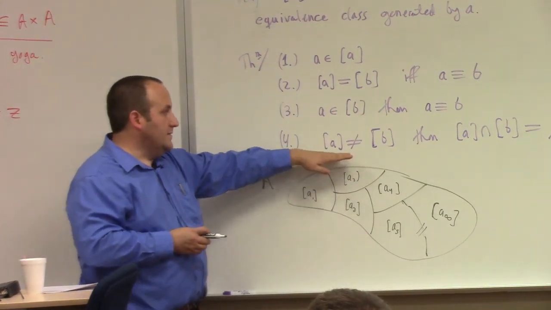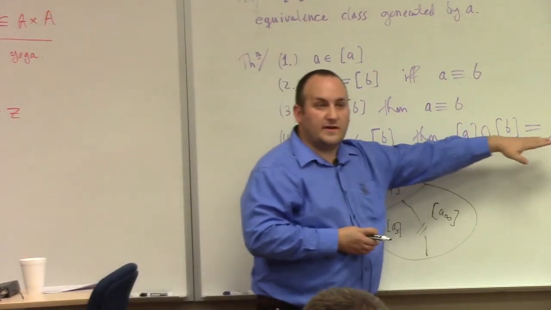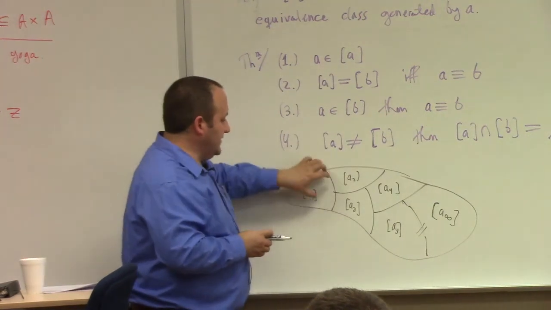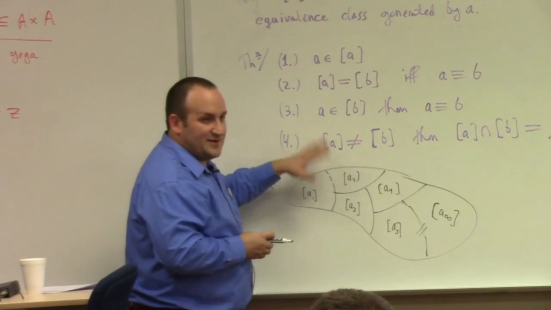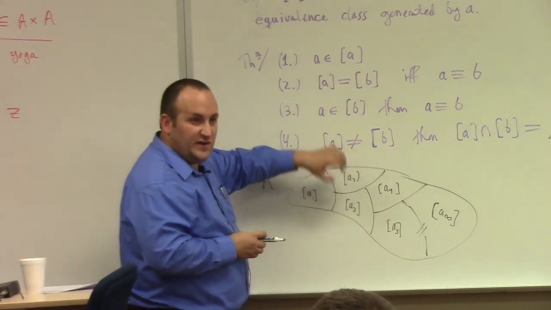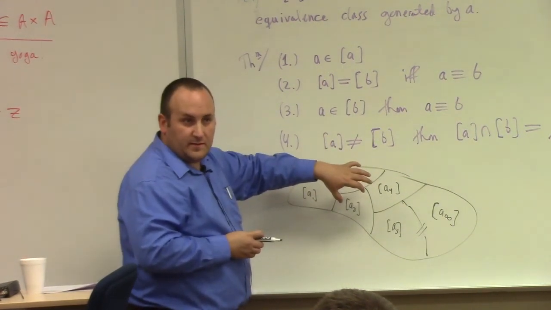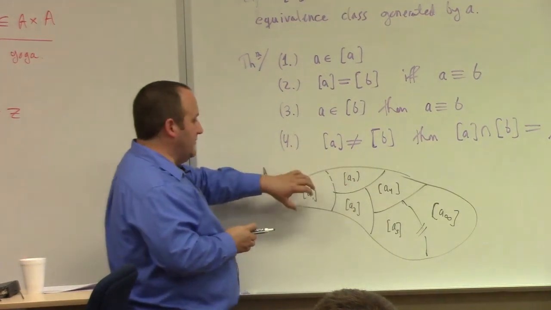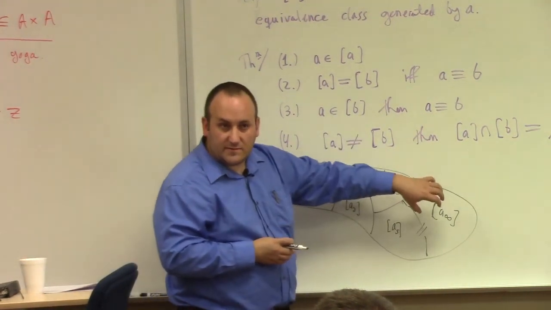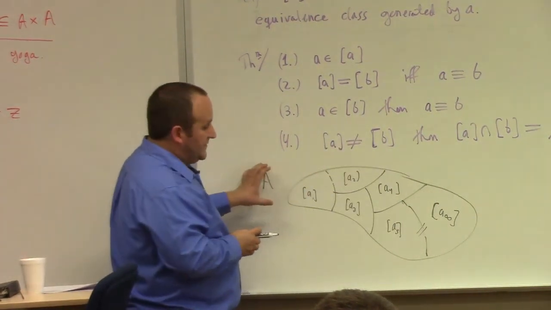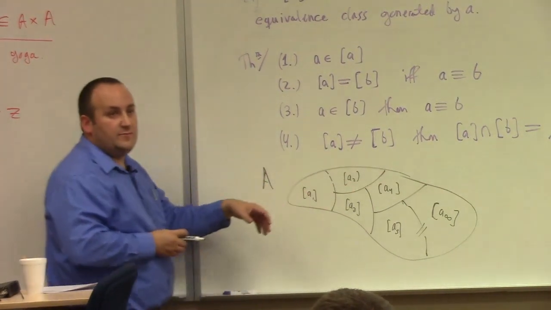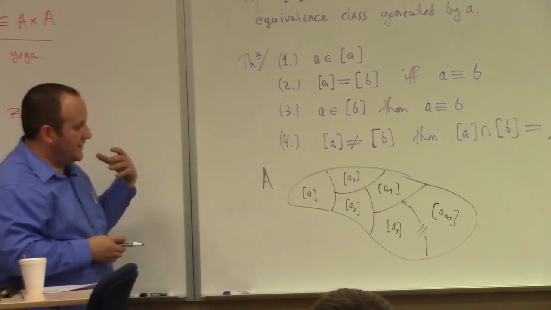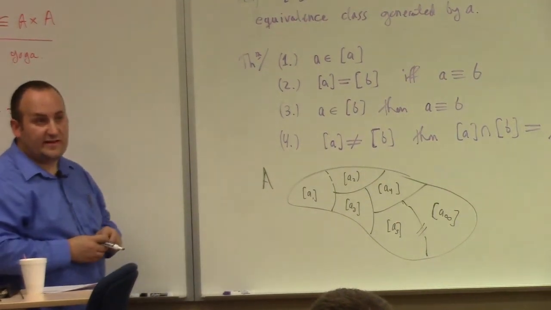And also, they're mutually disjoint. So the intersection of these lines should be like dotted. I don't know how to do it, but each point in the set is contained in just one equivalence class. So Nicholson calls these equivalence classes cells, and this is an example of what's called a partition of A. So given an equivalence relation, we obtain a natural partition of the set into equivalence classes.